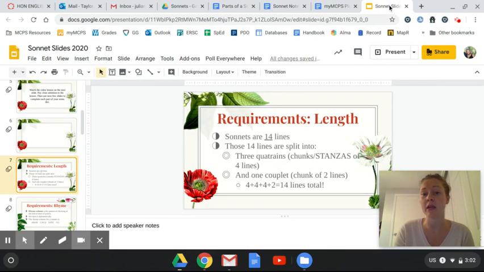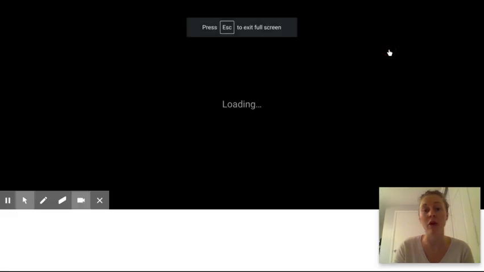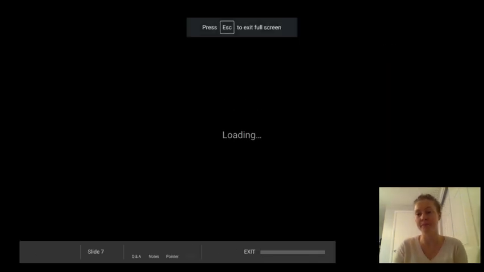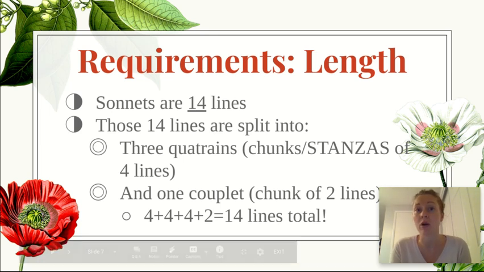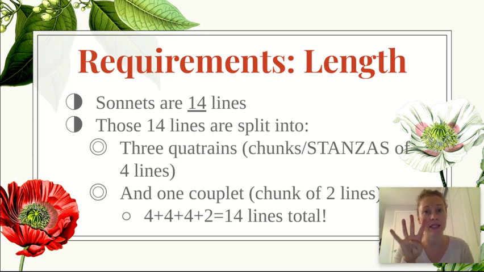So again, I'm going to be working through the sonnet slides with you. I am on the requirements slide. The first requirement for a sonnet to be a Shakespearean or Elizabethan sonnet is that it has to have 14 lines. Those 14 lines are split into 3 quatrains. You can hear qua in there, just like quarter, quartet. Qua means 4. 3 quatrains, which are chunks or stanzas. Stanzas is the word for chunk in poetry. 3 quatrains of 4 lines each.